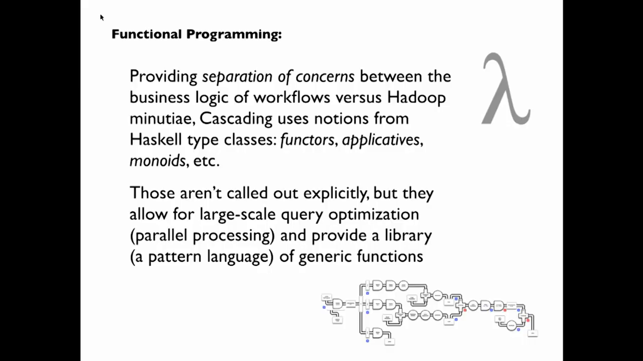So what cascading was doing was to borrow these notions out of Haskell's type classes, functors, applicatives, monoids, etc., and represent those as building blocks, patterns, like you would do with Lego blocks, so that people could build pipelines, and then just let the compiler handle all the details of all the minutiae of Hadoop implementation underneath.